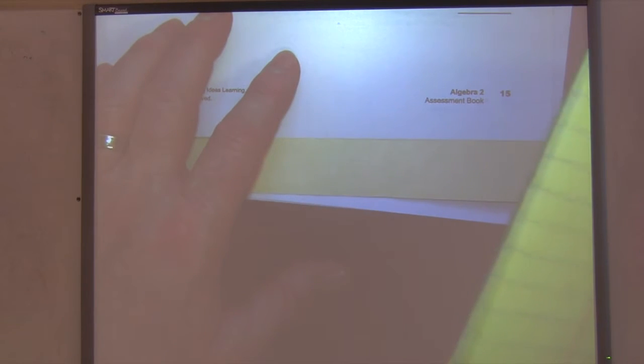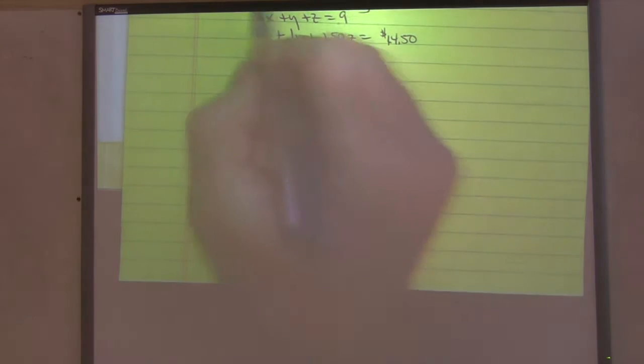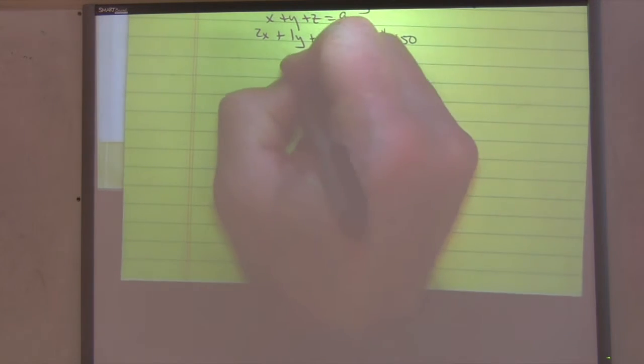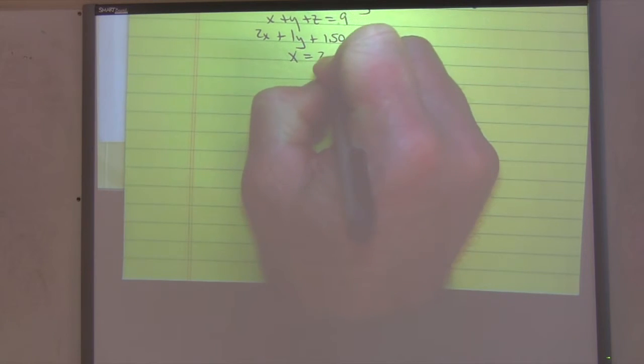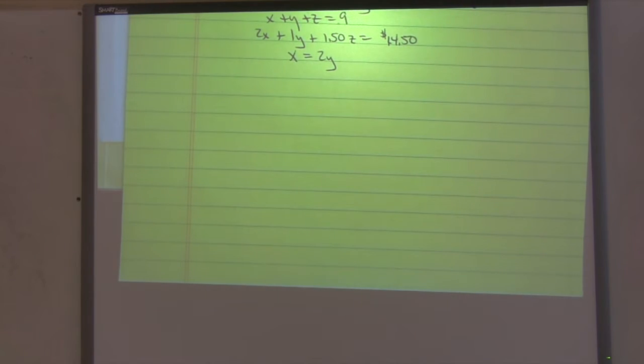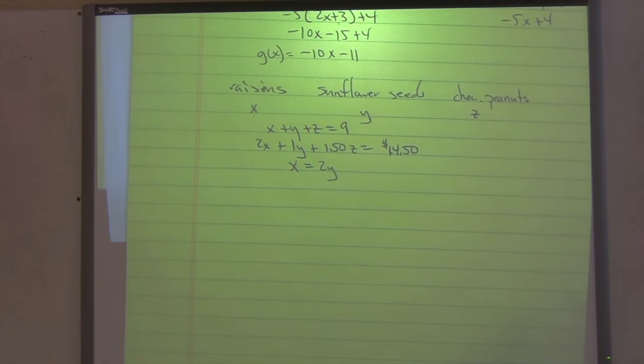And then the last one, it tells us that the mixture has twice as many raisins as sunflower seeds. So that means raisins is twice as much as sunflower seeds. So my last equation is x equals 2y. So now I have 3 equations for 3 variables. And so now I just have to decide which one I'm going to solve for.